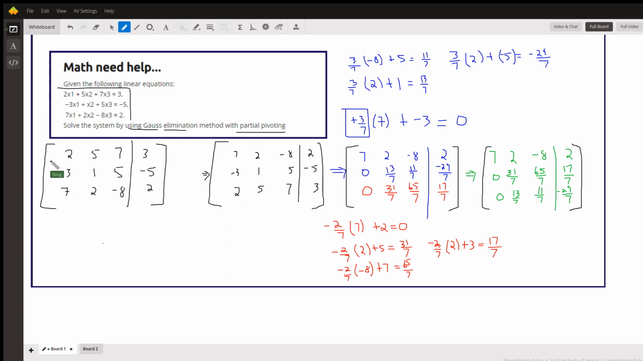Here's the original augmented matrix with the coefficient matrix on the left and the constants in this fourth column. And if you're going to use partial pivoting, you'd like to examine this first column and make sure that the rows are in order so that we go from highest absolute value to lowest. So we have to interchange row 1 and 3 to get to here. And the idea is to get zeros right here.